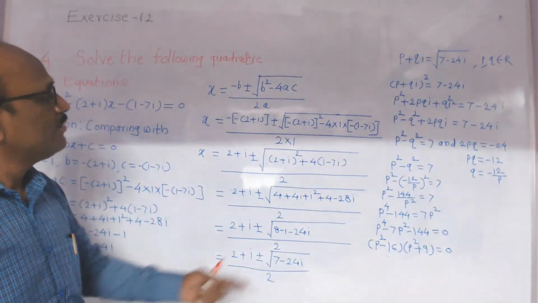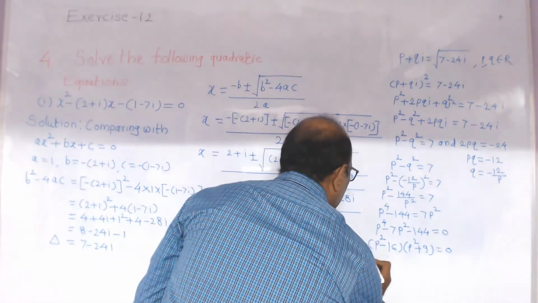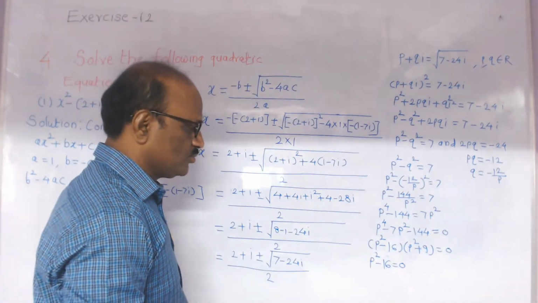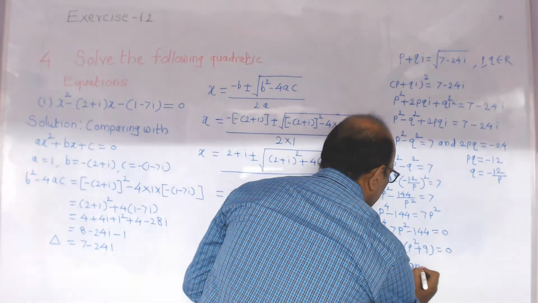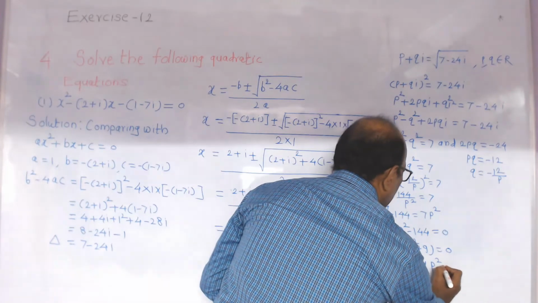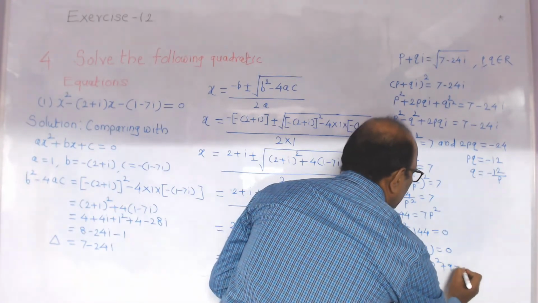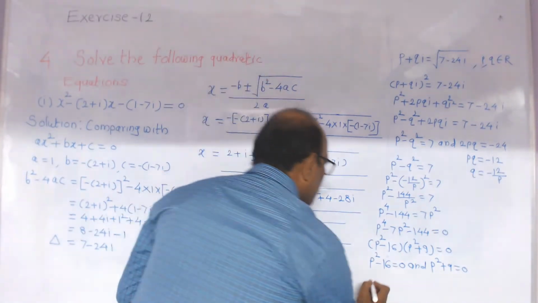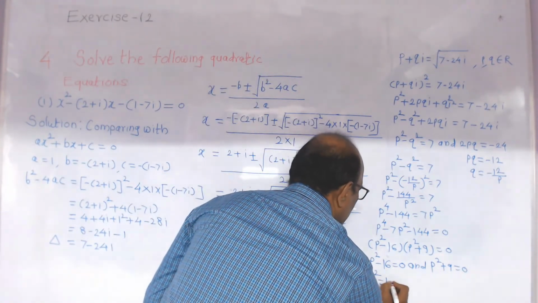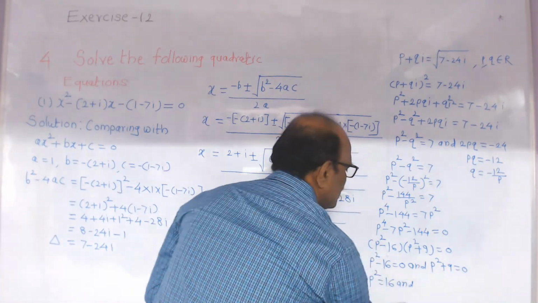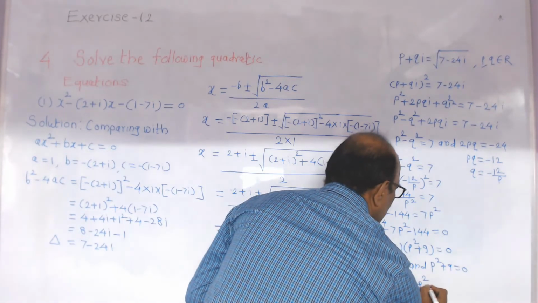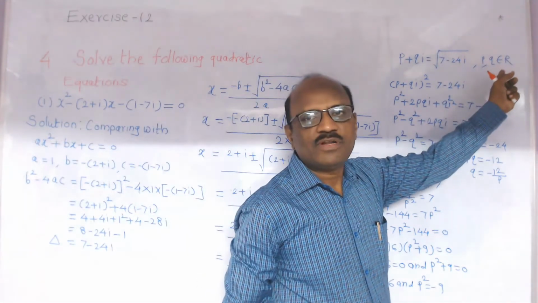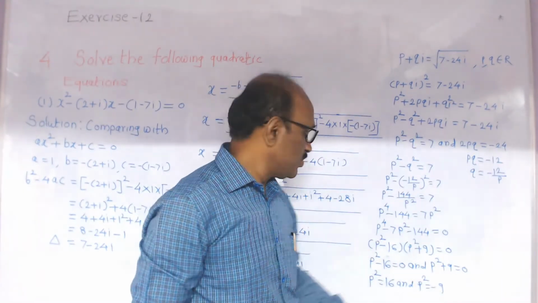Evaluating this, you will get p squared minus 16 is equal to 0, and next p squared plus 9 is equal to 0. Again here p squared is equal to 16, and next p squared is equal to minus 9. But p and q are real numbers, and therefore p squared equal to minus 9 is not possible.